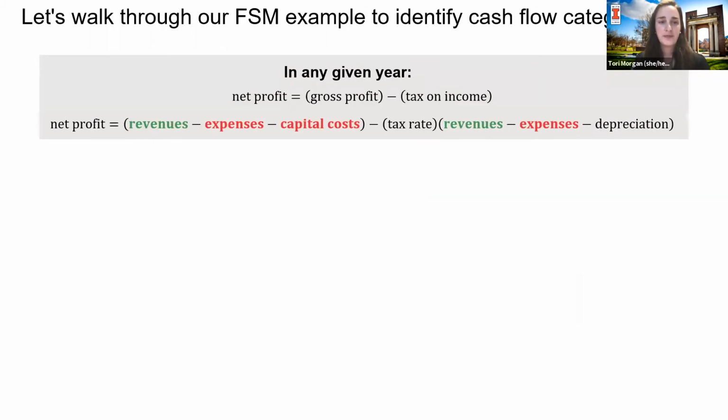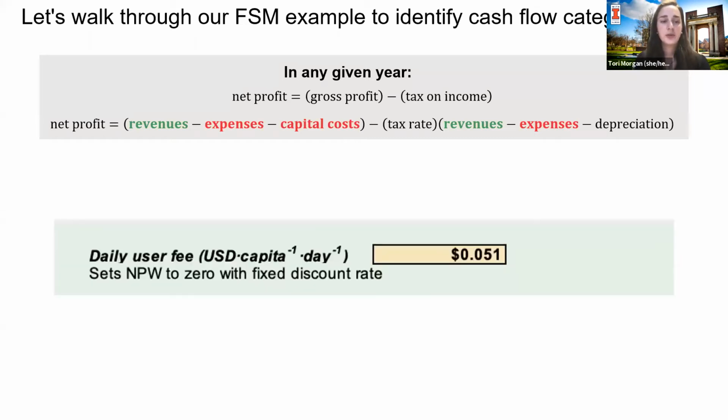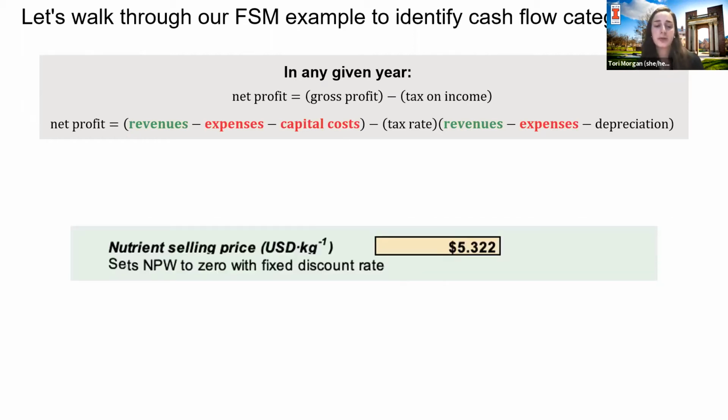Let me go to the next slide. So we can walk through some cash flow streams in our example in the worksheet. The first one, we can look at what revenues we are gaining. One revenue is the daily user fee. We can look at the daily user fee for the urine diverting dry toilet and the pit latrine and input that as a revenue. The next one is nutrient selling price. As Hannah mentioned earlier, the urine diverting dry toilet allows us to recover resources, and we can now profit off of recovering those resources to see if we can offset costs. That would be another example of revenue.